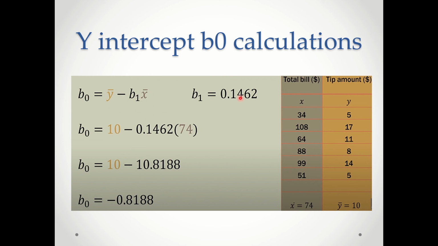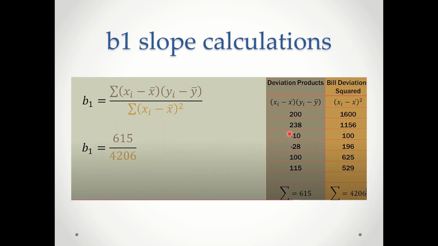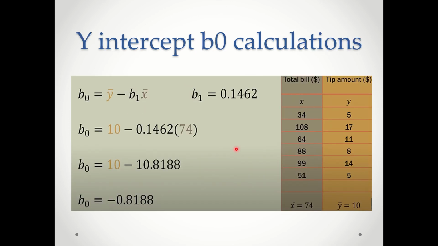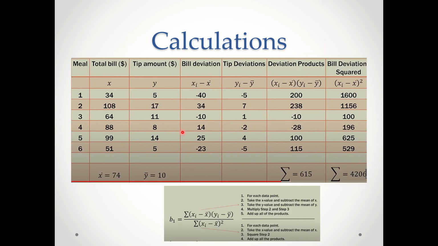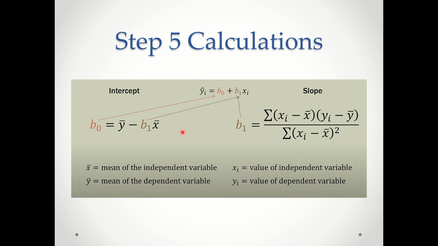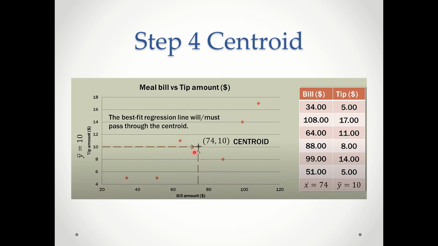So you have your y bar here, 10, minus b1, which we have already calculated from the previous case. It is basically this one. And this is where we use the centroid value. The centroid value is basically 74, here in this particular option. It is basically the centroid.